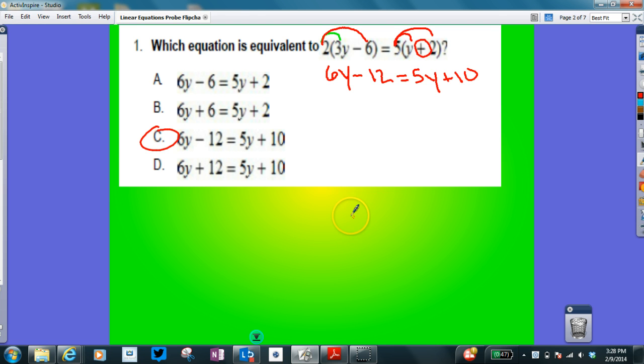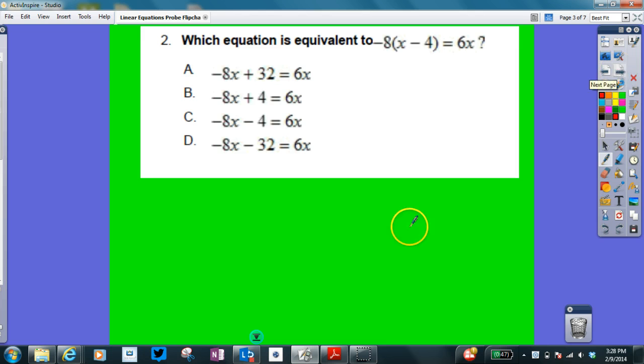Here's what you have to be careful with. Make sure you're paying attention to those negatives and positives because they have answer choices for those. If you just miss one negative or one positive, it's going to have that answer, but it's the wrong one. So just be careful on this one.